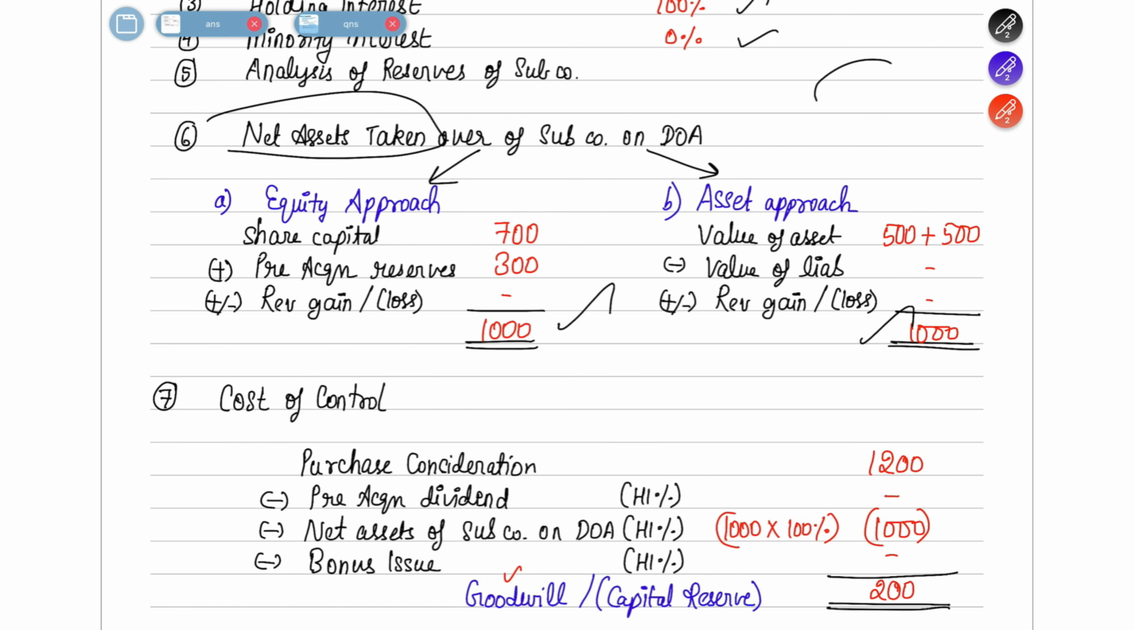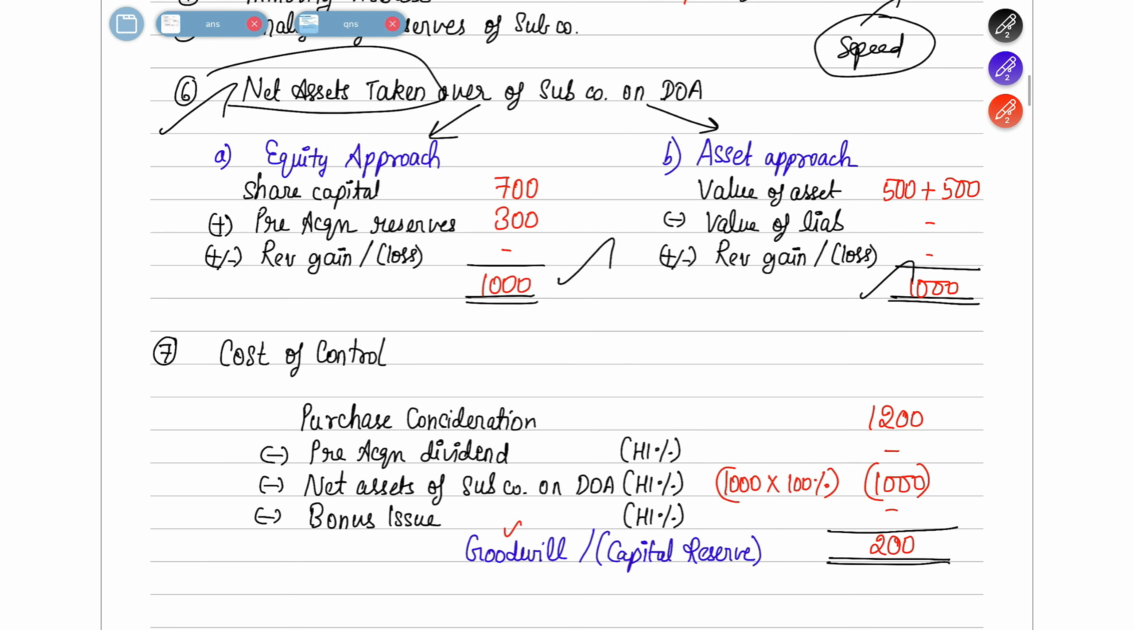In case any of you are feeling that my speed is a little fast, then what you can do is please go to the speed options and make the video speed 0.75 so that it's easier for you to comprehend. Okay, so we have found net assets taken over.